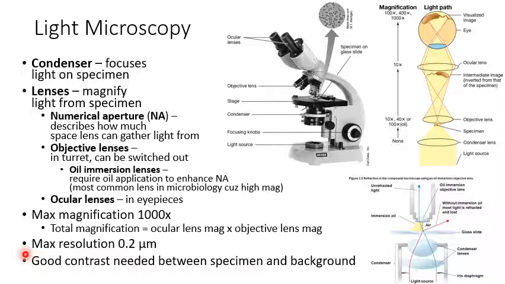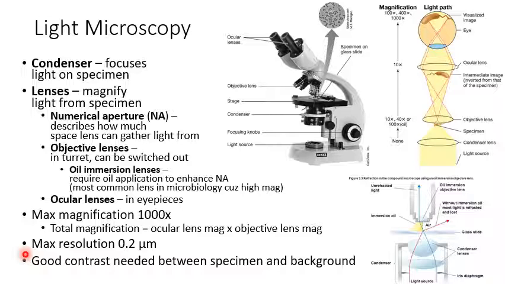And there's this number, numerical aperture, which is describing how much light the lens can gather, or how big a space the lens can gather light from. The more space that the lens can gather light from, the bigger the image that it can make.